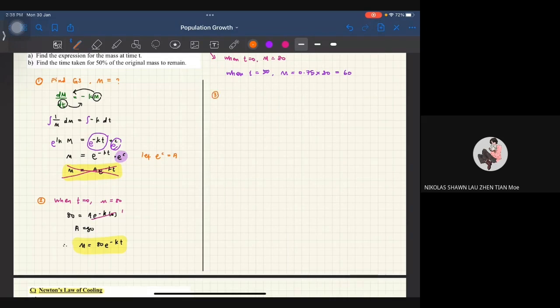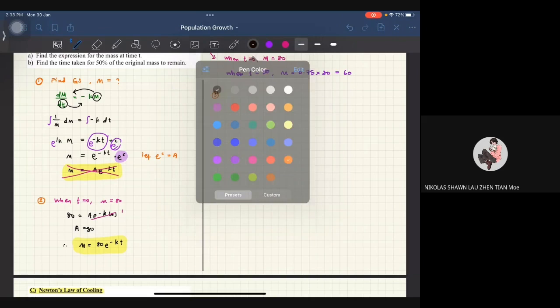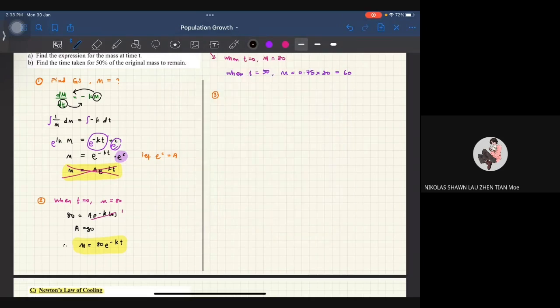Finding nilai K. Okay, so nak cari nilai K, just use this information yang warna purple ni terus. Okay, so buat kat sini. So masukkan terus dalam saya punya formula, dalam saya punya equation. So my M is equals to 60. And then equals to A is 80. E to the power of negative K. And then T kita adalah 50. This one. Okay, so let's solve this one. 60 bahagi 80, awak dapat 3/4. And then equals to E to the power of negative 50K.